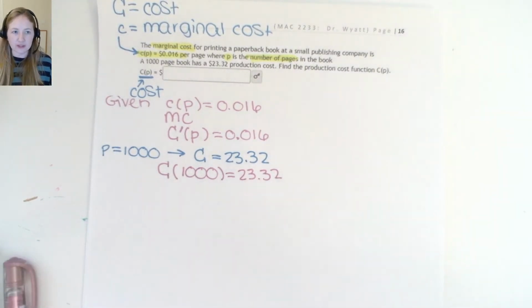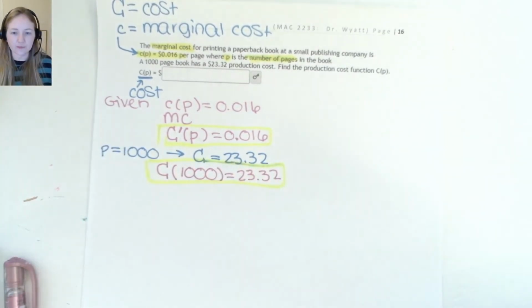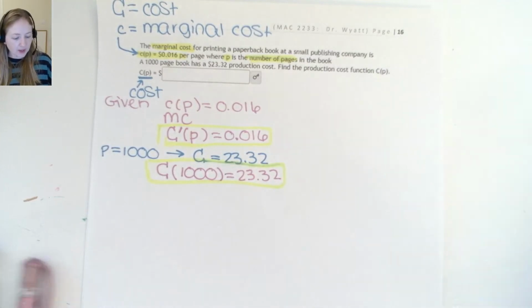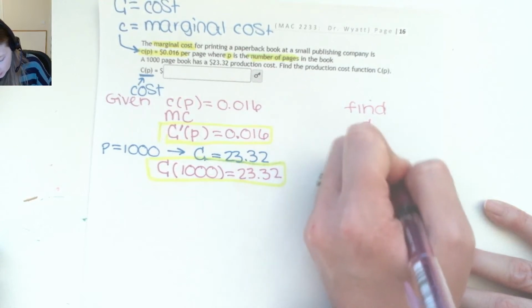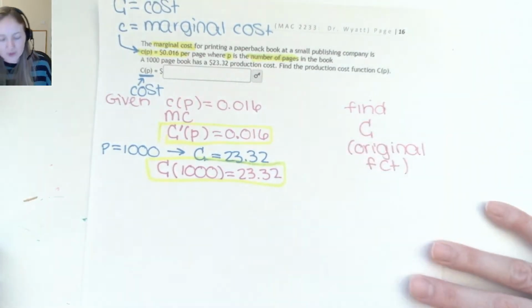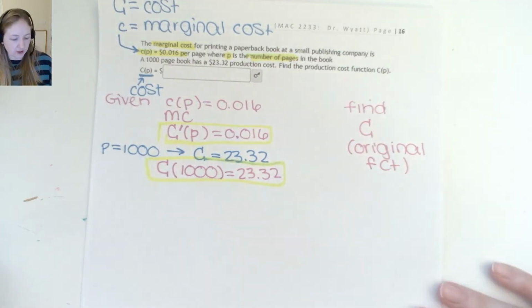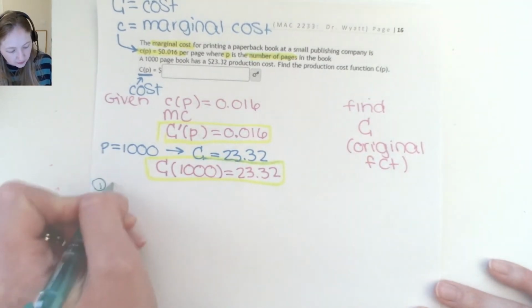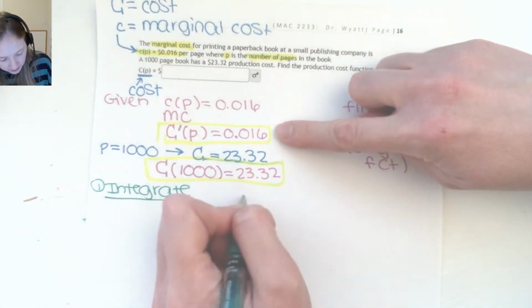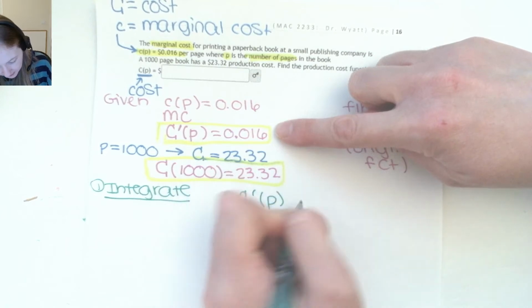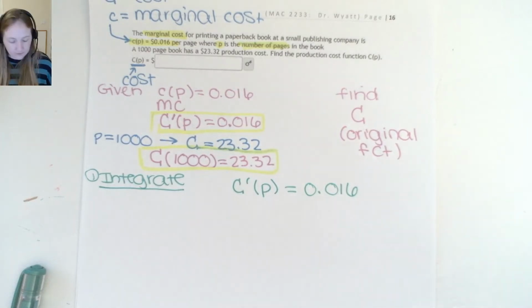So what they're giving us here is a derivative and an initial condition. That's the two pieces of information that we have. And then what we want to do is find that cost function, which again is the original function. So the way that we're going to go from the derivative information backwards to the cost function is, as we did on the previous page, we are going to first integrate. So we're going to take our derivative. Our derivative equation is capital C prime of P is equal to 0.016. So we take that equation that has been given.